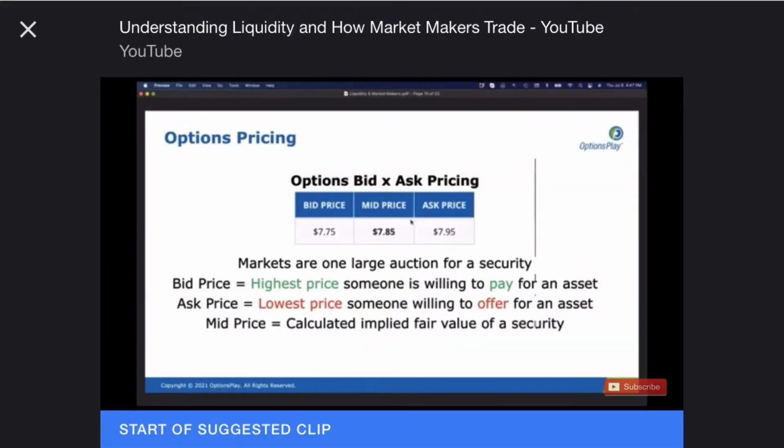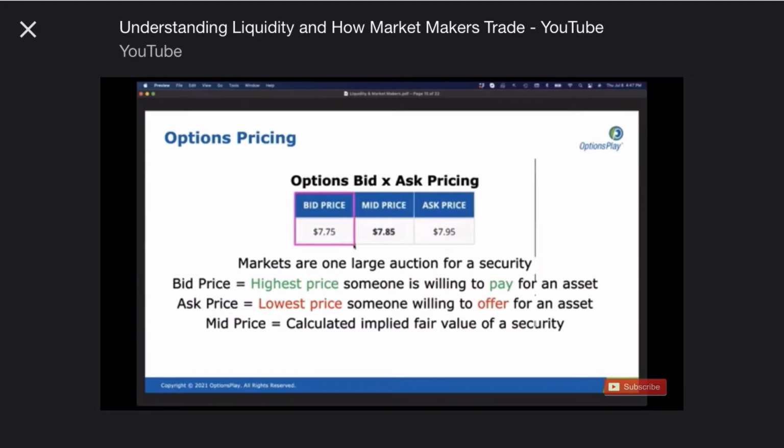So when you look at an option, you have a bid price and you have an asking price. Those are the two things that the market makers provide you with. And there's a lot of information embedded inside these two prices because you should think of a bid-ask price as effectively one large auction for an individual security. The bid price represents the highest price someone's willing to pay for a security, and the asking price is the lowest price someone's willing to offer for a specific security.